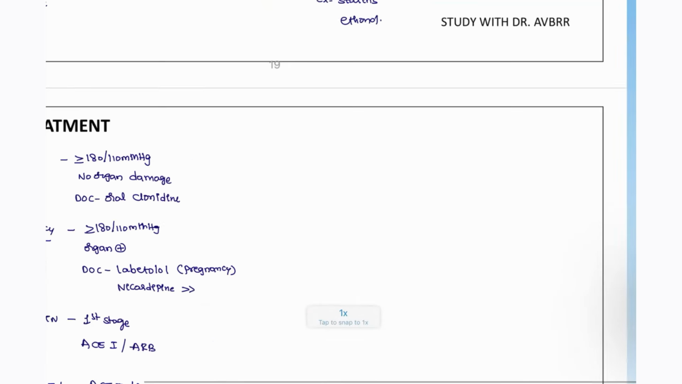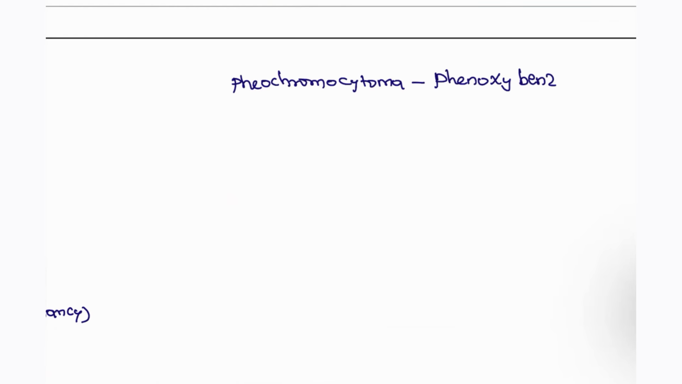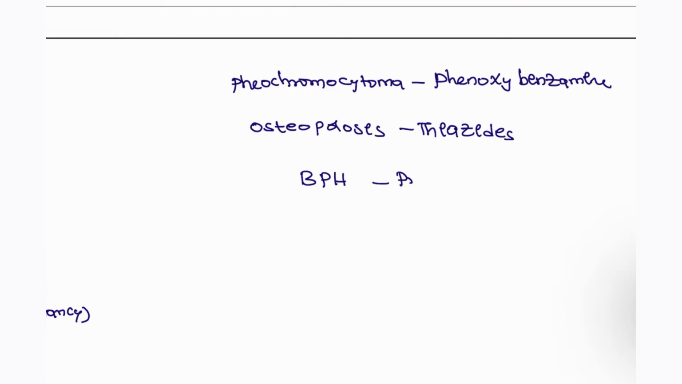Another associated condition is pheochromocytoma. For this patient, we are going to give phenoxybenzamine. Phenoxybenzamine can be given for this patient. Okay, those who are suffering from osteoporosis, thiazides are given. Those who are suffering from benign prostatic hyperplasia, prazosin. For those who are suffering from Raynaud's phenomenon, calcium channel blockers are given.